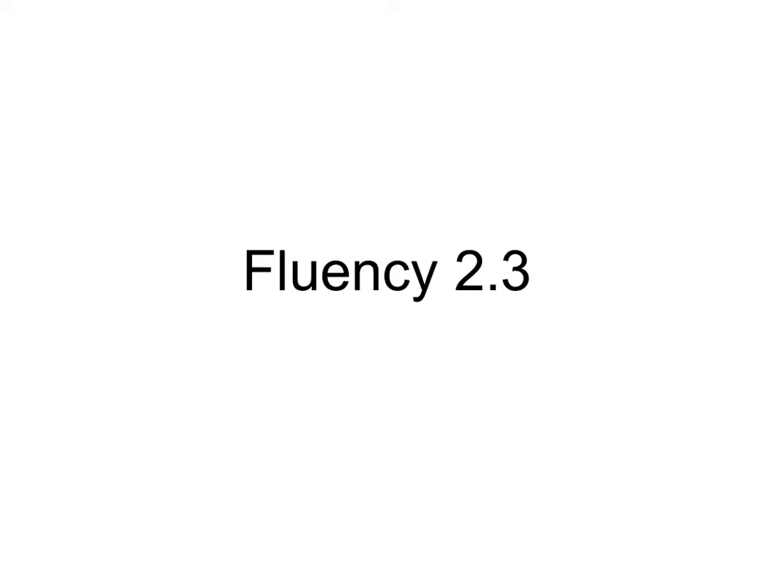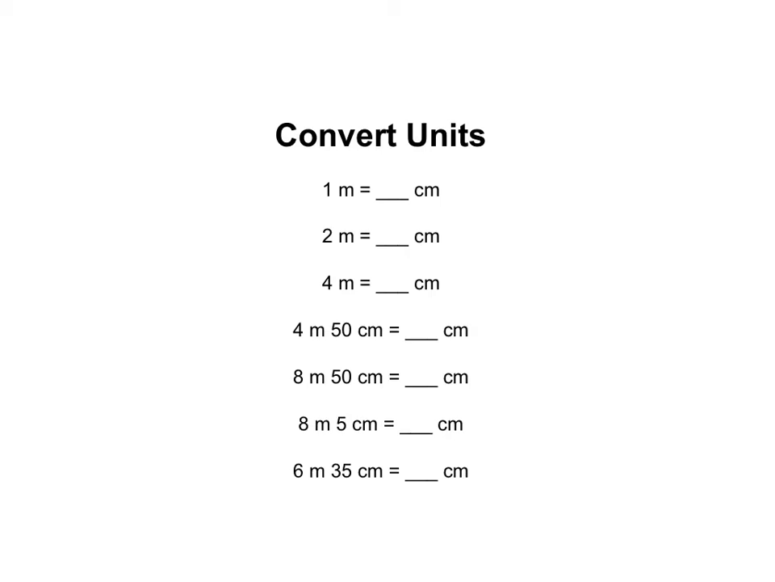This is Fluency, Module 2, Lesson 3. We're going to continue with some practice here with converting our units. So on your whiteboard, all I want you to do is write down what would go in the blank. I think that's probably the fastest way to do this. So let's look at that first one, and as you're writing it down, we'll then say what you have written. 1 meter equals, and you should say 100 centimeters.